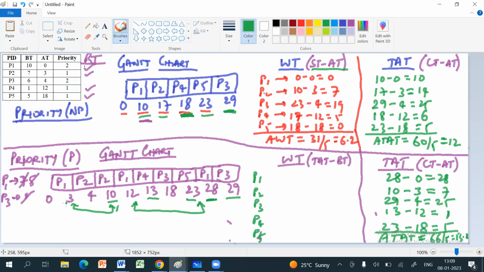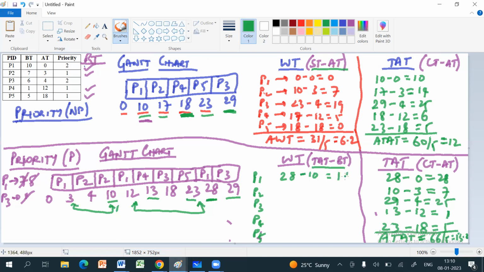Because this is kind of confusing, I thought it would be much easier going for this formula: turnaround time minus burst time. So that would be 28 minus its burst time 10. So that would anyway give you the same value.